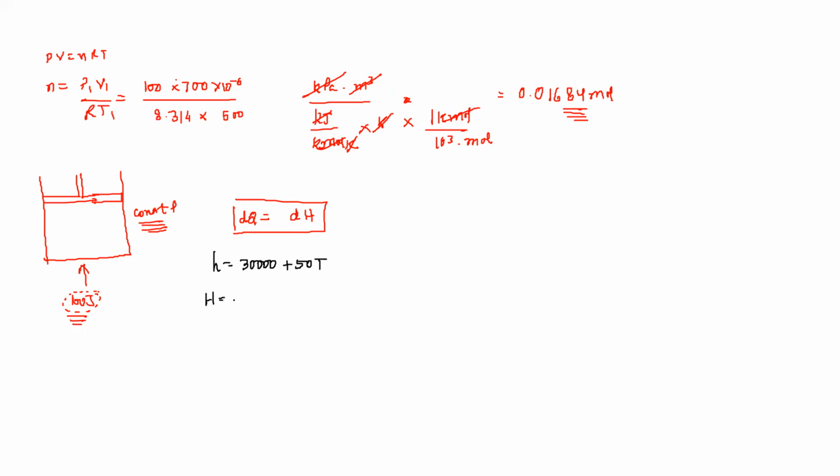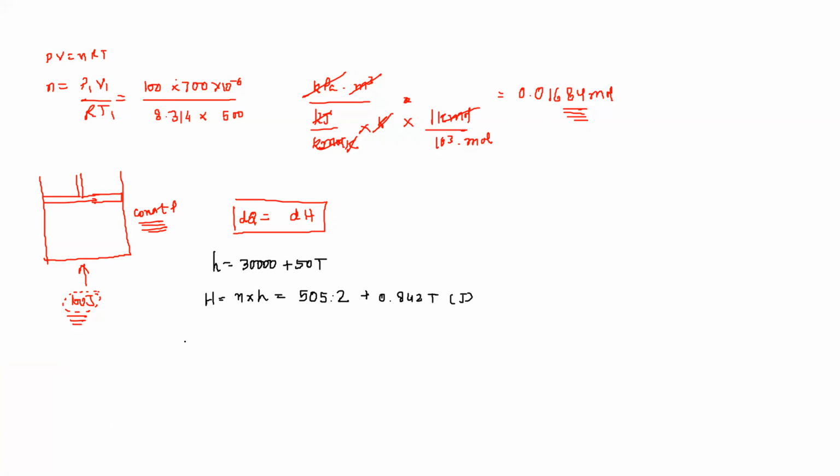So the total enthalpy would be number of moles into H, that is 0.01684 into 30,000 plus 50 T. So H from here we'll get as 505.2. Write it clearly. So from here H we'll get as 505.2 plus 0.842 T. All right, this is only in joules. All right, this entire thing is only in joules.